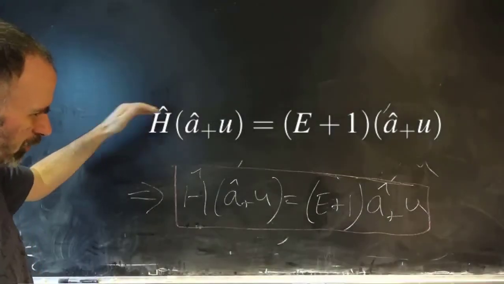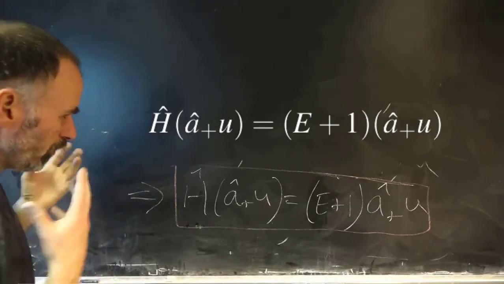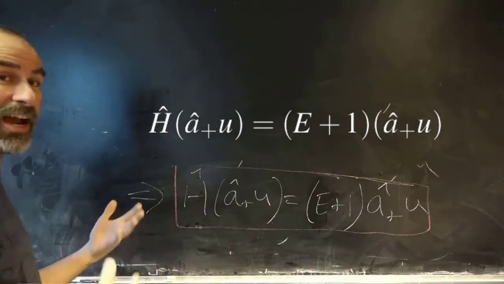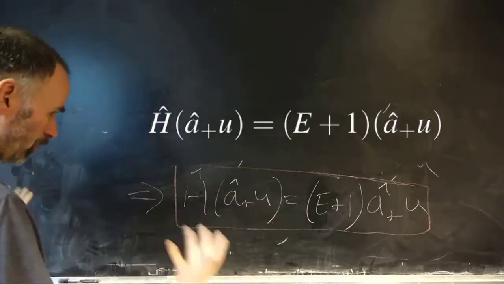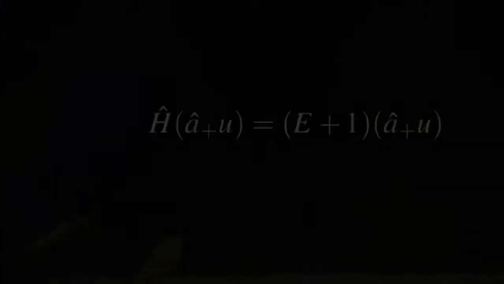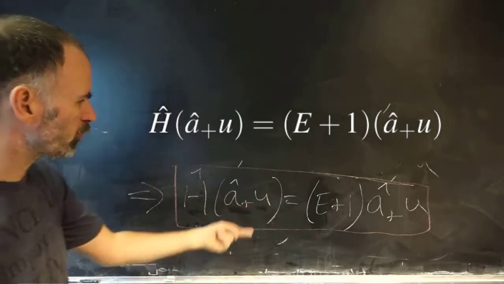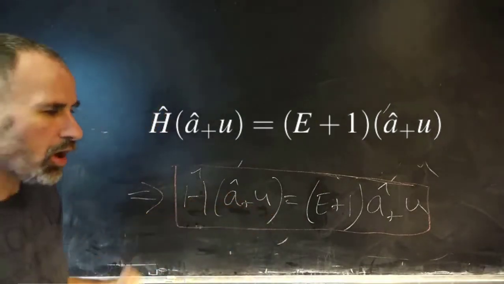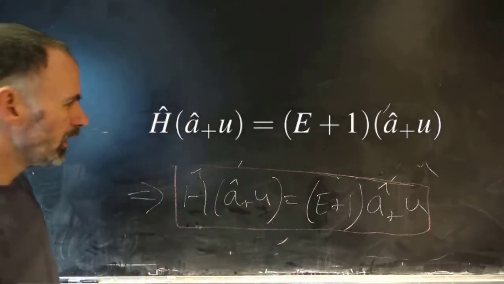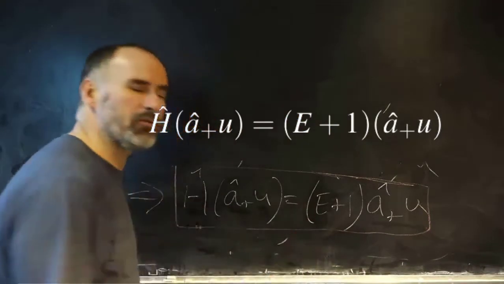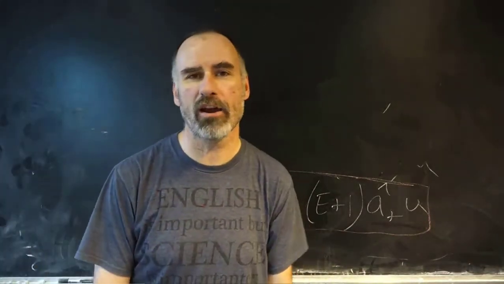And then we've got that. Look at what this is. This is exactly the result we wanted and exactly the result we claimed: a Hamiltonian operates on an eigenfunction that's been raised by the raising operator. So if this is u n, then the raising operator will give us u n plus one. It gives us back that raised eigenfunction times an eigenvalue which is exactly one unit higher.